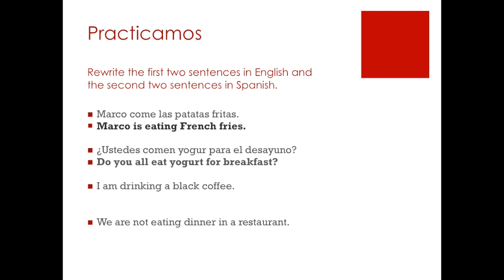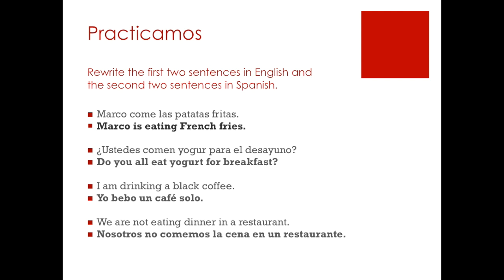On to the next one. I am drinking black coffee. Now, black coffee was one of those new words that we learned when we were doing the In Pursuit of Proficiency reading. So you might remember that se dice en español, yo bebo un café solo. Finally, we are not eating dinner in a restaurant because that would go against the social distancing rules. Nosotros no comemos la cena en un restaurante.